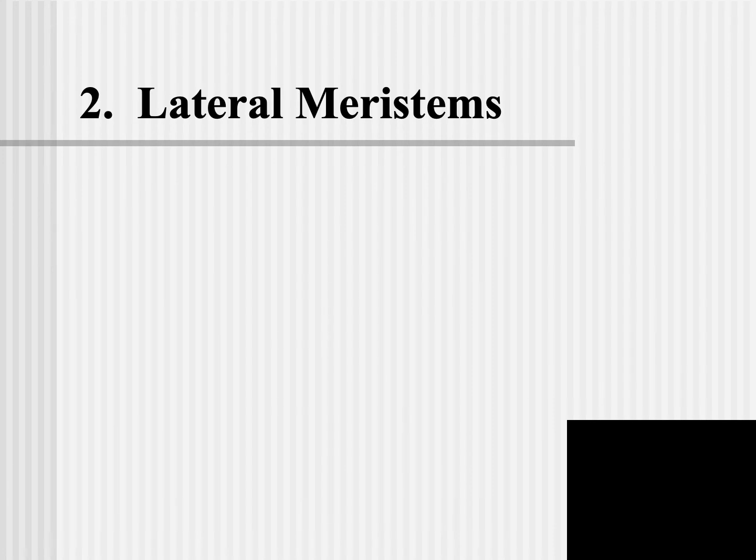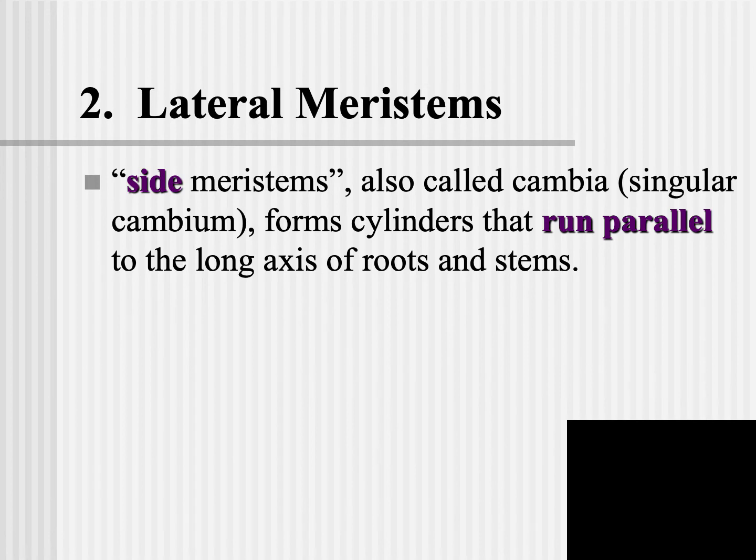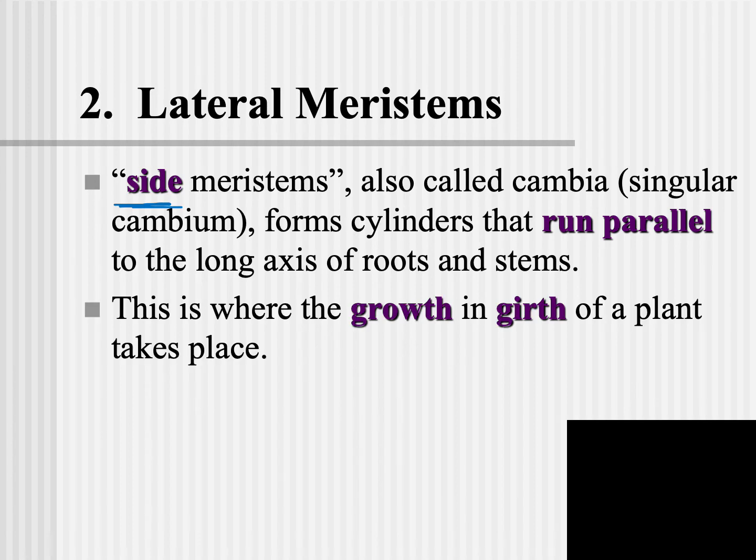The lateral meristems are side meristems. They may be called cambium in singular and cambia in plural. They form cylinders that run up and down the length of the plant. So think about between the roots and the stems, and this is where the growth of the width or girth of the plant takes place. So think about the trunk of a tree.